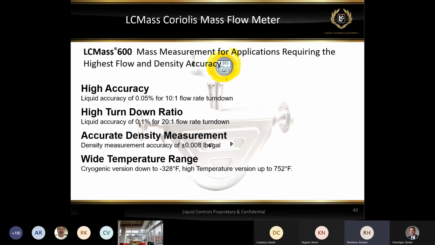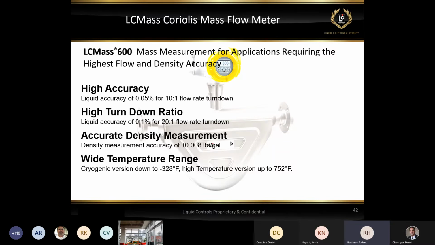The 600 is for highest flow and higher density accuracy, 0.05% at a 10-to-1 flow rate turndown. The high turndown ratio, 0.1% at a 20-to-1 flow rate turndown, and the density measurement plus or minus 0.008 pounds per gallon. So very, very accurate if you need to do density measurement. Also a wide range from minus 328 degrees up to 752 degrees Fahrenheit.